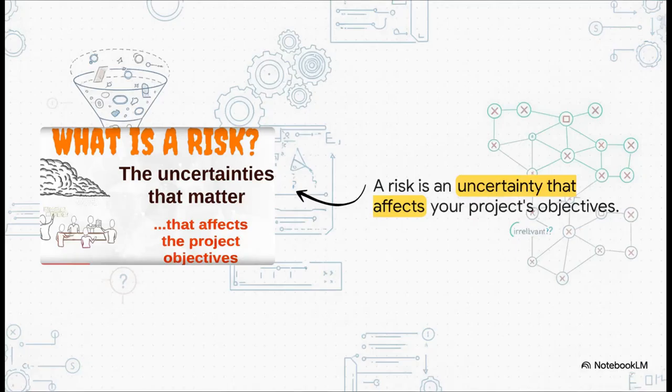So let's lock this in. A risk is simply the uncertainty that matters. Out of all the thousands of things that could happen on a project, risks are the ones you have to pay attention to because they can directly help or hurt your chances of success. It's your job to filter for what matters.